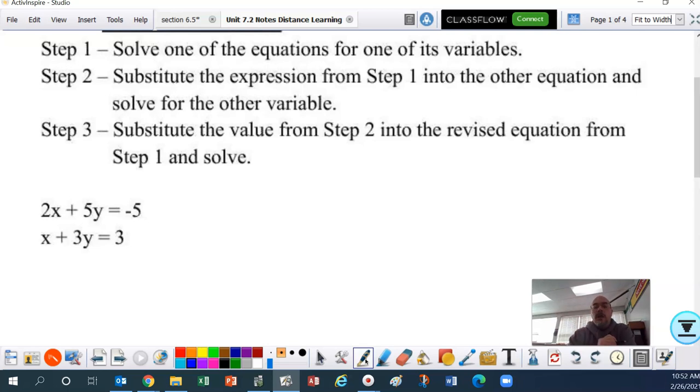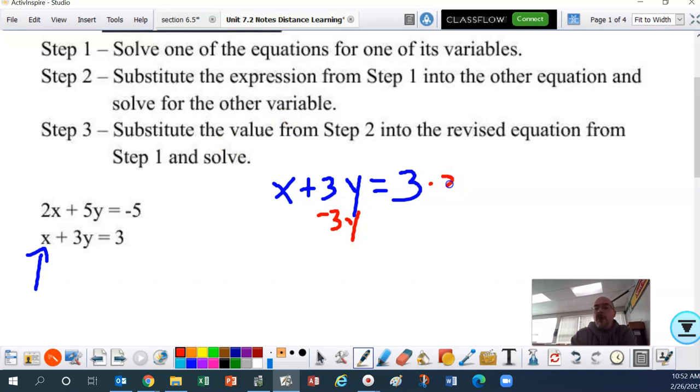So step 1, we want to look at both equations and pick out the one where we can solve for one of the variables very quickly. I want you to notice, ladies and gentlemen, that this x doesn't have anything else in front of it. It's just x. So we want to pick that one because it only takes one step to get the x by itself. And to do that, we're going to subtract 3y from both sides.